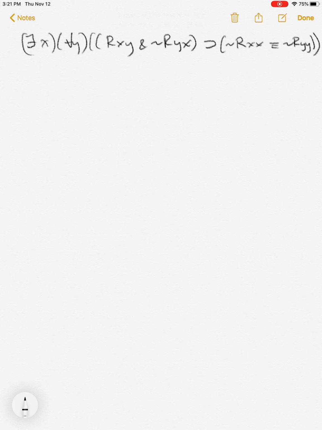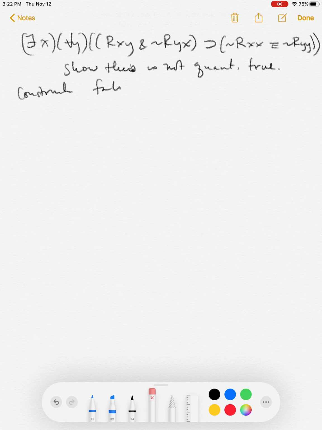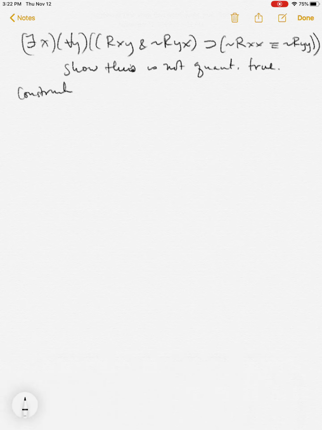Okay, so here's our task. We want to show that this is not quantificationally true. In other words, we want to give a falsifying interpretation, construct an interpretation that makes it false, thereby showing that it's not quantificationally true.